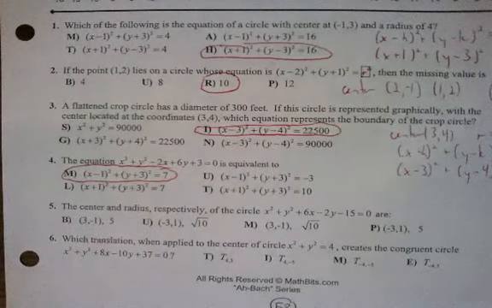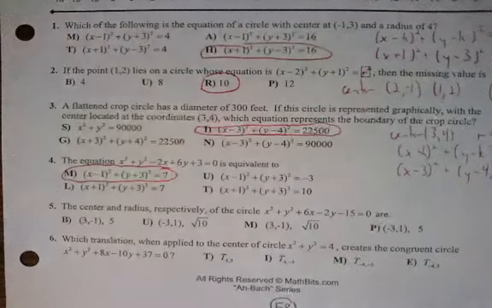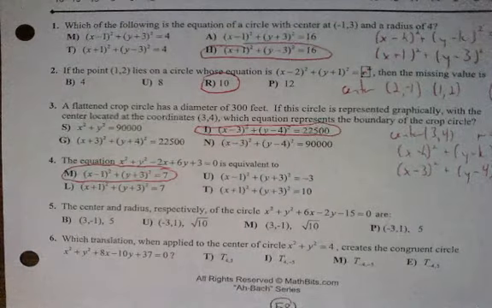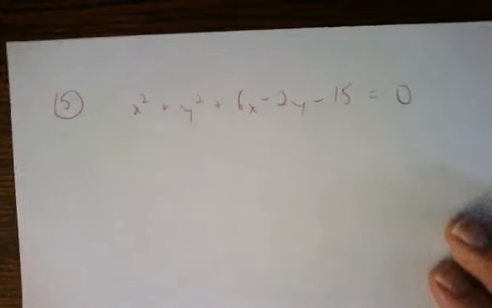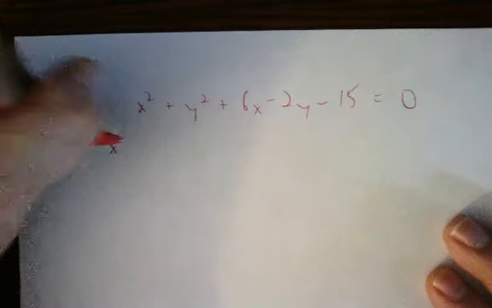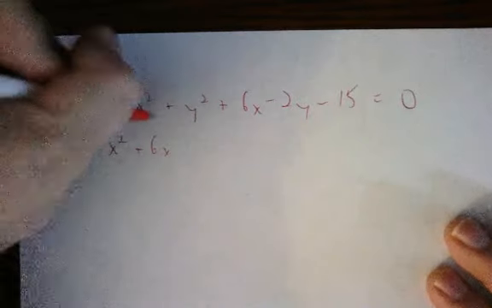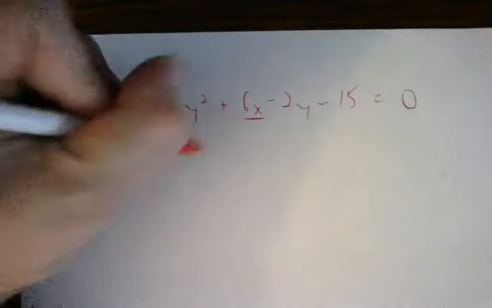Okay, we're going to continue on, plugging right along, and do question number 5. 5 says the center and radius respectively of the circle x squared plus y squared plus 6x minus 2y minus 15 equals 0 are. So in this one, it's very similar to number 4, except it does ask us to pull out the center and the radius. So we're going to go through that completing the square process again in question number 5. So let me first start by writing the original equation, so you can see it: x squared plus y squared plus 6x minus 2y minus 15 equals 0.